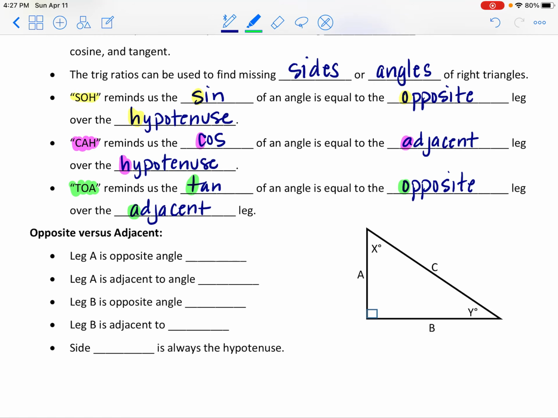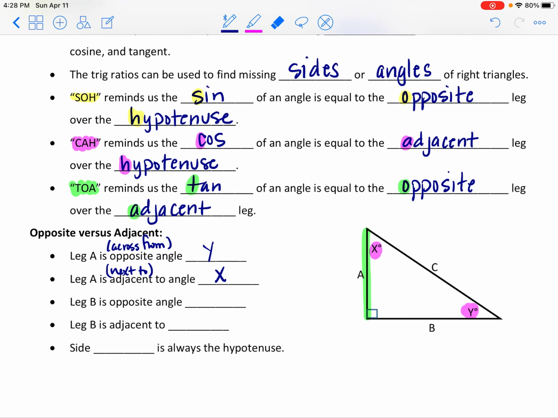Okay, so looking at this triangle, leg A is this guy right here. We would say that it is opposite, it is across from angle Y, but it is adjacent to, it is next to angle X. So leg A is opposite of angle Y, but it is adjacent to angle X. Adjacent meaning right next to, and opposite meaning across from. Okay, so opposite is across from, and adjacent is next to.